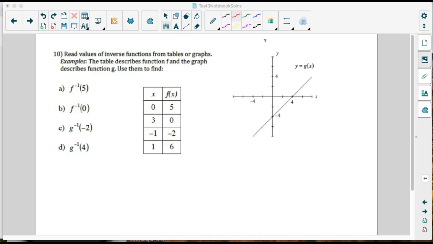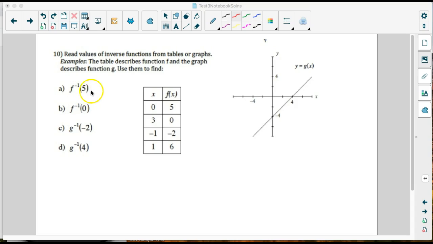Okay, in this video we're going to look at how to read inverse functions from tables and graphs. So just to remember, when we do an inverse function, we're actually finding the x value of the function, because when we're reading the inverse, this is the y value, or the f of x value.